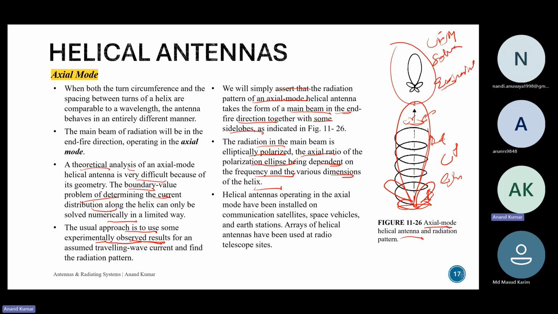Helical antennas operating in the axial mode have been installed in communications satellites, space vehicles, and earth stations. Arrays of helical antennas have been used at radio telescope sites. You might see in Balanis where they are using these big helical antennas in one farm. That is a radio telescope site.